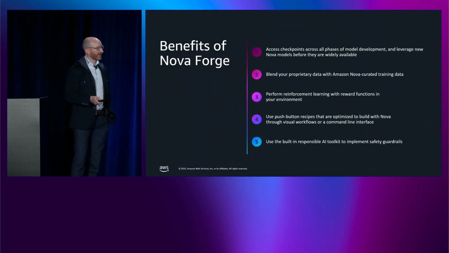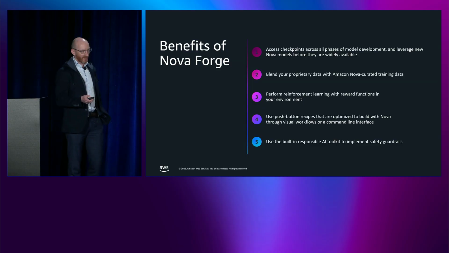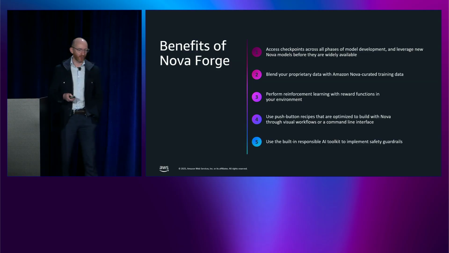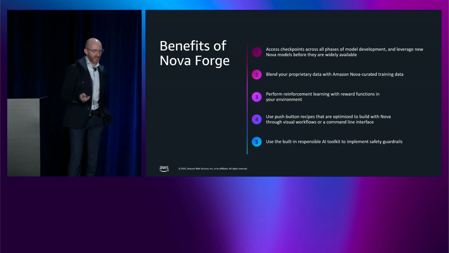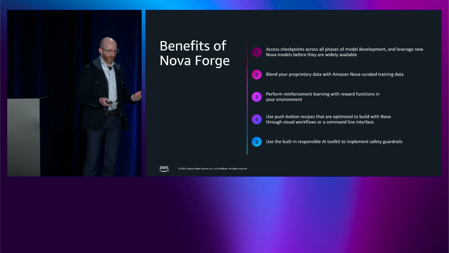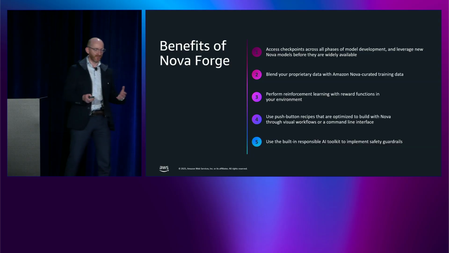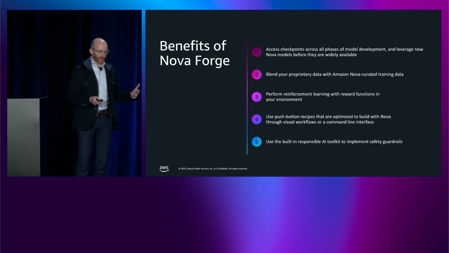So building with Nova Forge, the exciting part here, there are 5 key things that we've done here. Access to model checkpoints across all phases of model development. I'll show that briefly on the second slide after this. The ability to blend your proprietary data with Amazon Nova curated training data. Performing reinforcement learning with reward functions in your environment. This is actually a key one, which we'll also go through. Using push-button recipes, so this is accelerating the model development cycle itself. And then using our responsible AI toolkit if you wish.